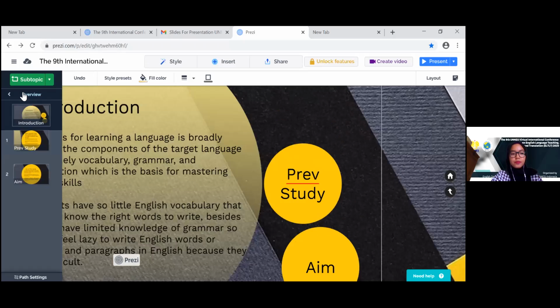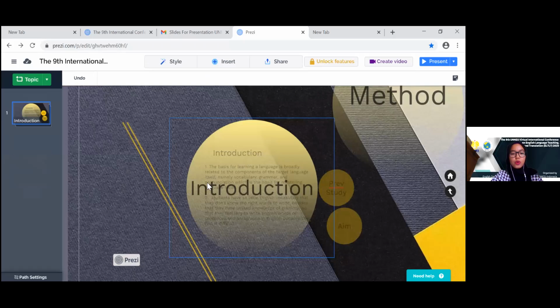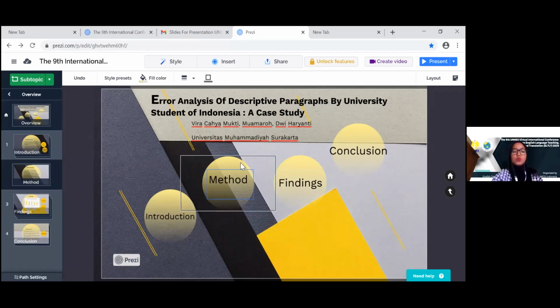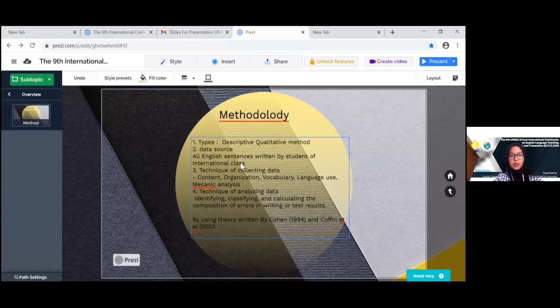And for the method we use in our paper is descriptive qualitative method, and the data source is all English sentences written by students of international class, especially civil engineering. So we collected about 26 papers from international class, especially civil engineering.